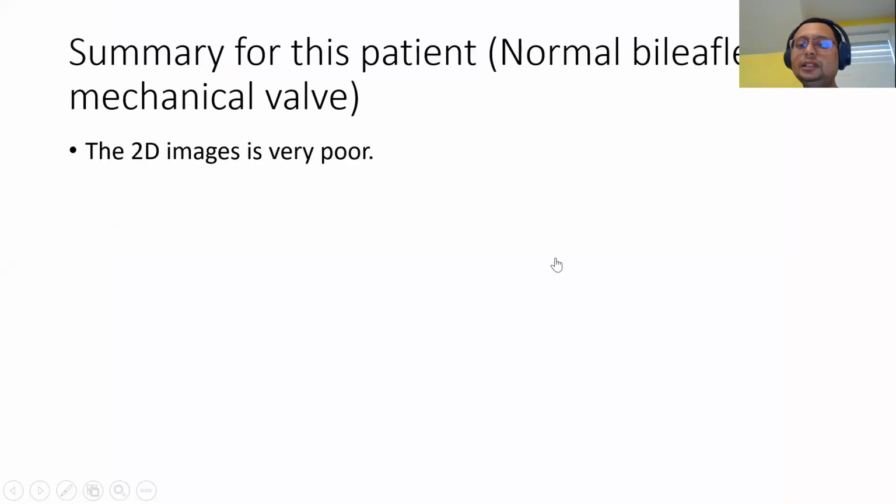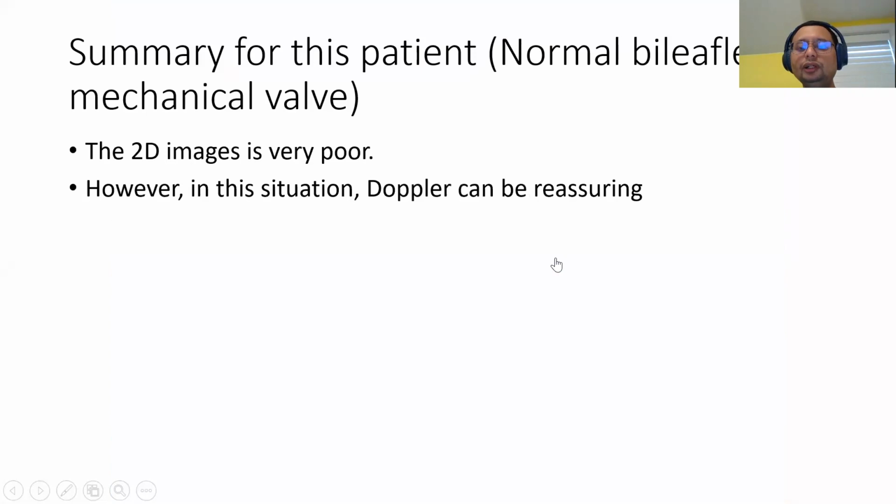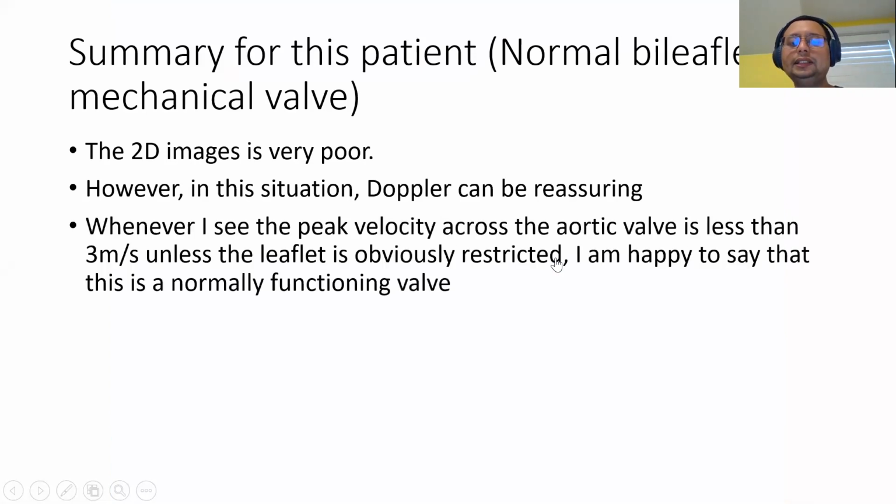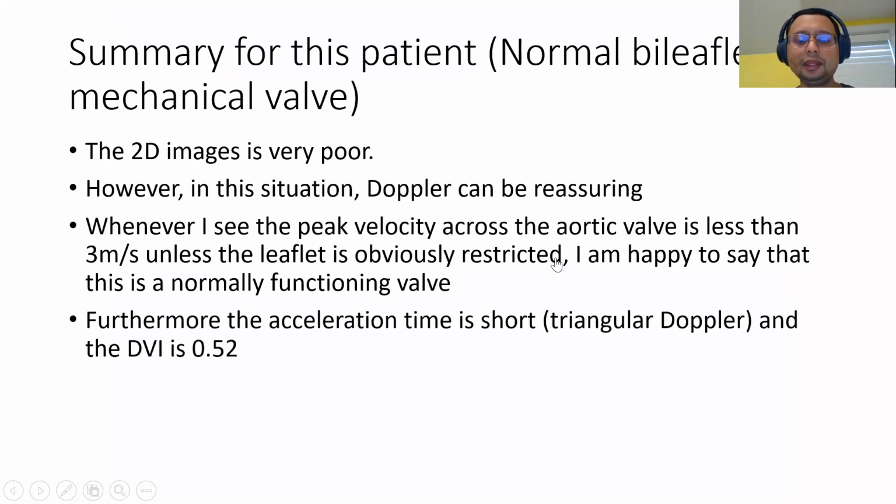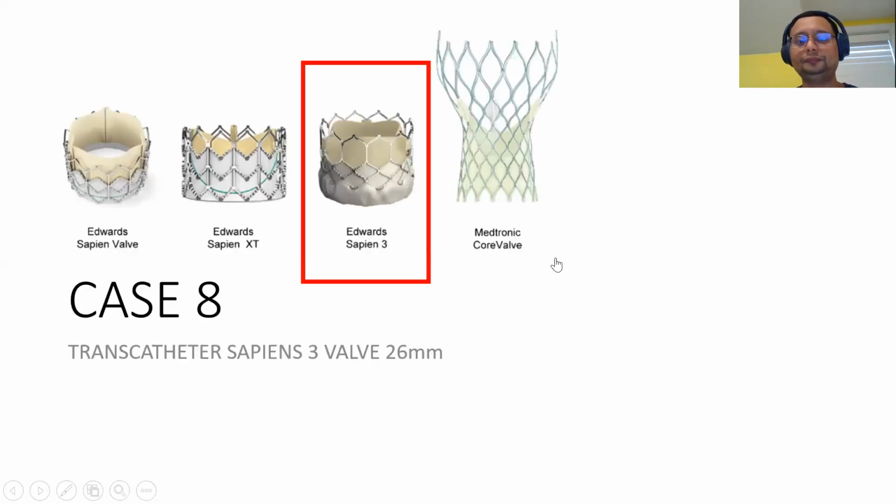So the 2D images are very poor. However, in this situation, Doppler can be reassuring. Whenever I see that peak velocity across the aortic valve is less than 3 meters per second, unless the leaflet is obviously restricted, I am happy to say that this is a normally functioning valve. Furthermore, the acceleration time is short and the DVI is 0.52. Okay, so that is a normal mechanical valve.